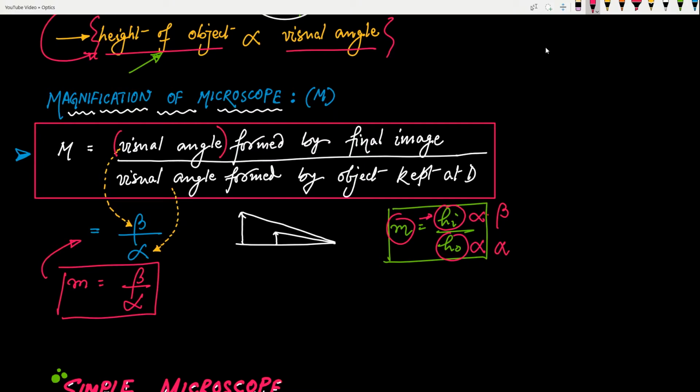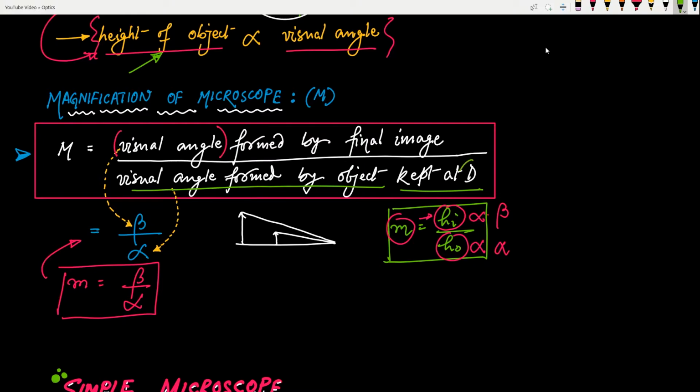I hope this is clear. Now let's understand the last part of this equation, that is the visual angle formed by the object kept at D. Why are we using this visual angle formed by the object? We should have taken the object at any distance. Why specifically at capital D? This is the most important thing that you need to understand.